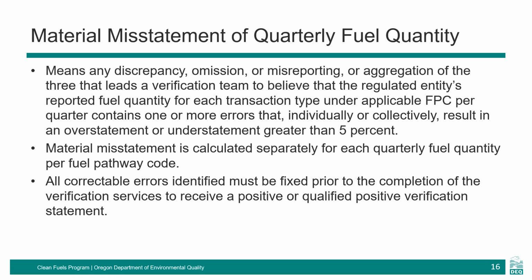Material misstatement refers to any discrepancies in reported fuel quantities that result in more than a 5% overstatement or understatement for each transaction type under applicable fuel pathway code per quarter. All errors must be corrected before the verification process is completed in order for a positive verification statement to be issued.